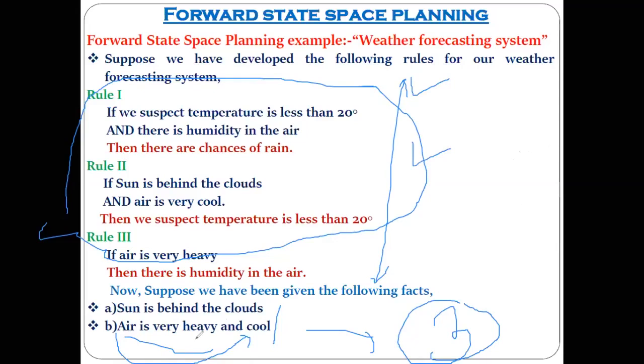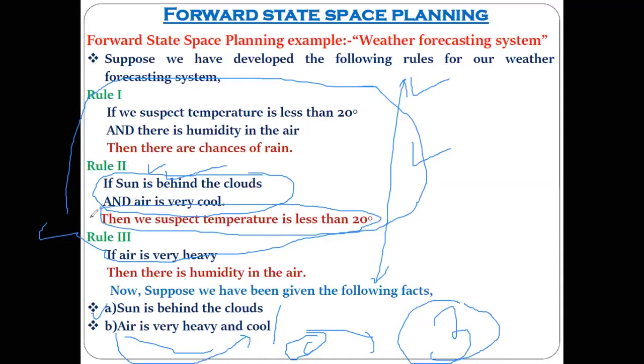Now, out of these three facts, two facts are matching with rule two. See here, our fact A and fact C are matching with these two facts of rule two. As these facts are matching with this rule, we will get the outcome here. Why? Because our given facts are matching with these two facts. So our outcome will be this.